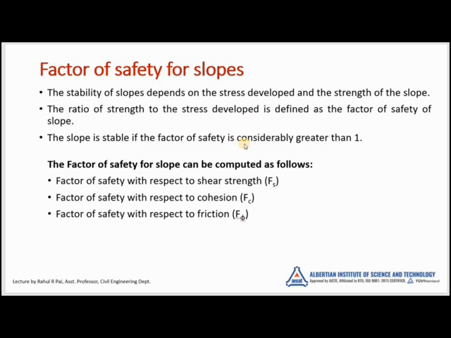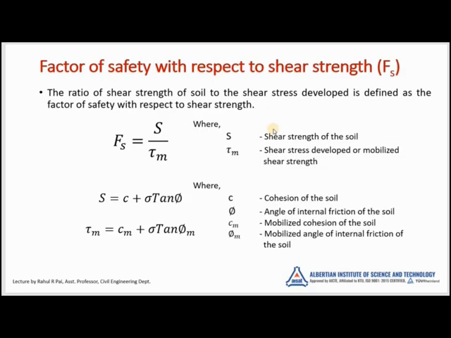So what are the ways you can compute the factor of safety? First, you can compute factor of safety with respect to the shear strength, or with respect to the cohesion of the soil, also with respect to the friction or angle of internal friction of the soil. So three ways you can find the factor of safety of a slope. Here, how will you find the factor of safety with respect to shear strength? We know that shear strength of soil is C plus sigma tan phi, where C is the cohesion of the soil and phi is the angle of internal friction. C and phi are the two major shear strength parameters of a soil.